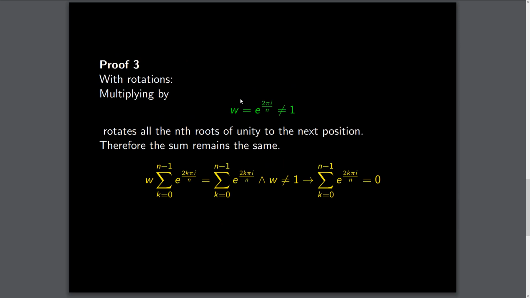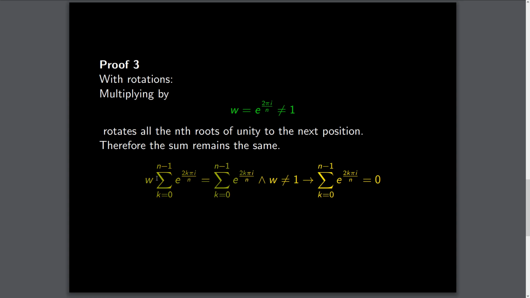Now, a third proof involves rotations. What it means to multiply by w is that you're multiplying by e to the 2 pi i divided by n, and it's actually a rotation by this angle. So if you're multiplying this entire sum by w, then all of these roots of unity will be shifted to the next one. All of them are going to be rotated by this angle. Therefore, the entire sum is not being altered, so we are getting the same result.